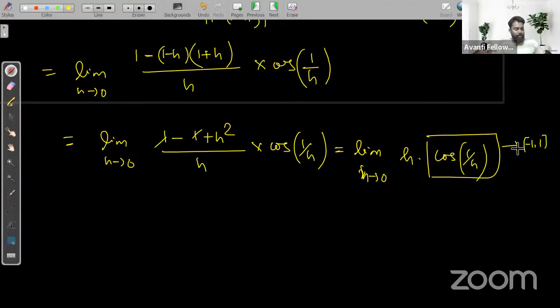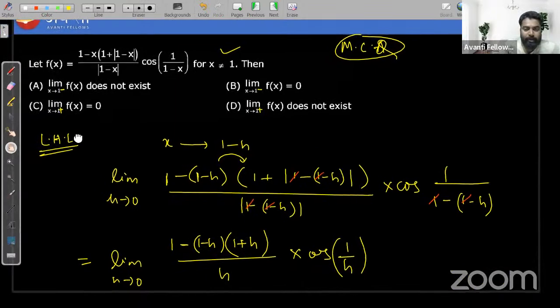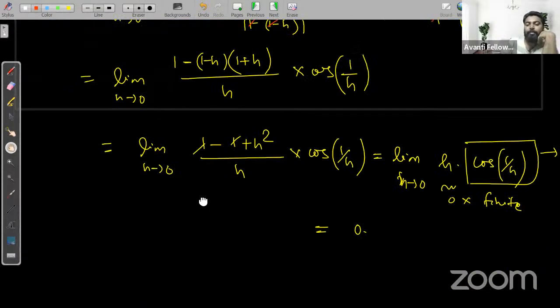Yes or no? It gives a value between -1 and 1. So 0 into some finite value will be 0, right? So the left hand limit becomes 0. So the limit as x tends to 1 minus of f of x is 0. Is that clear to everyone? This is the first option we have checked. Now find the right hand limit.